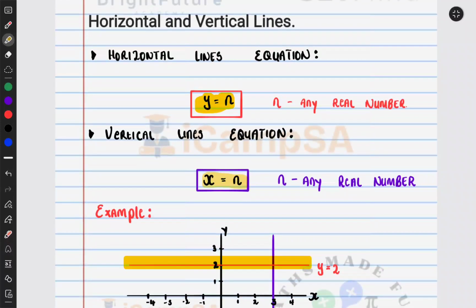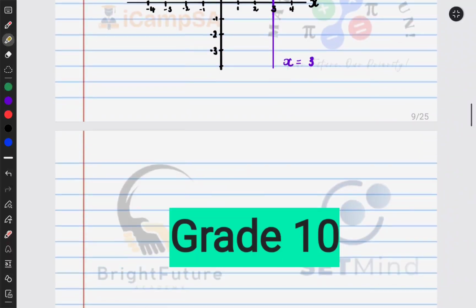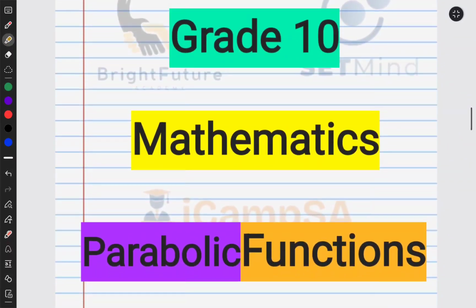The reason I'm touching on them is that as we move forward and deal with things like asymptotes, you'll start to see the need of understanding how to represent the horizontal and vertical lines. But without wasting any more time, let's get into today's lesson, which is parabolic functions.